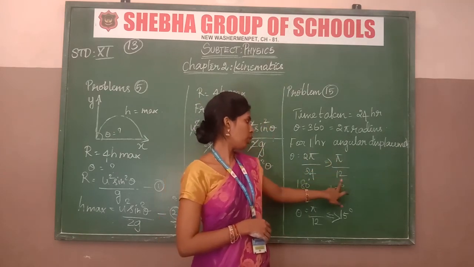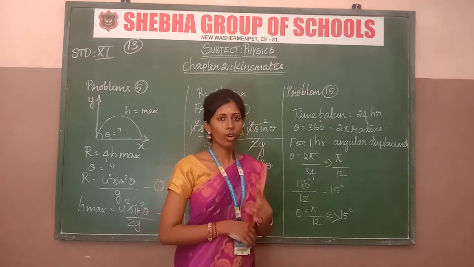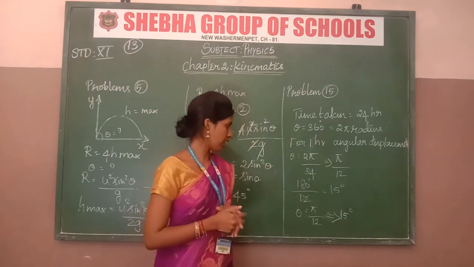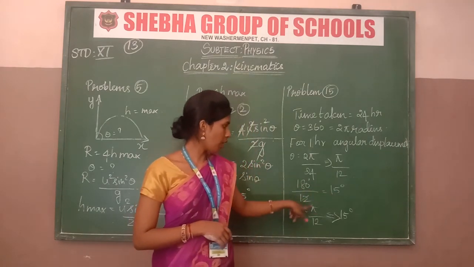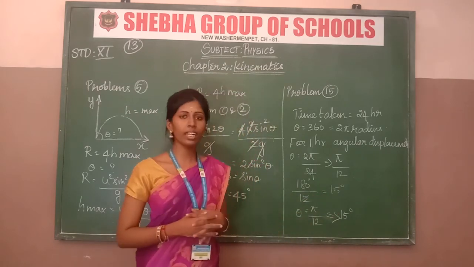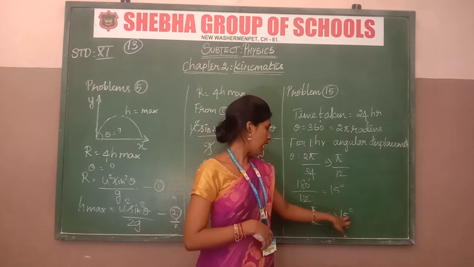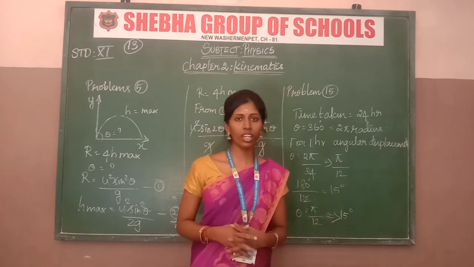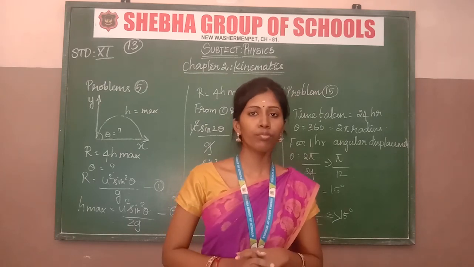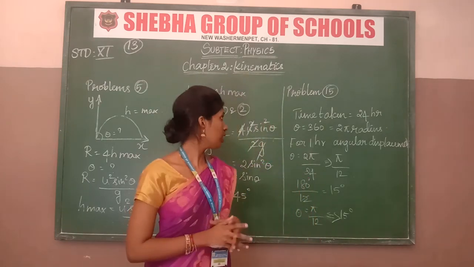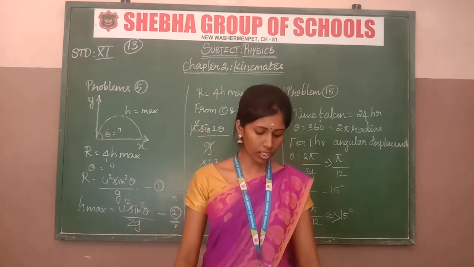divided by 12. For 12 hours, how much is it? The pi value is taken as 180 degrees. So 180 degrees divided by 12 gives 15 degrees. It is a radian of 15, so theta is equal to pi by 12, and the answer is 15 degrees. So this is the angular displacement of the earth's revolution.